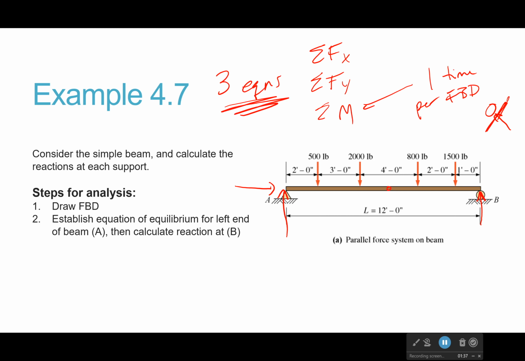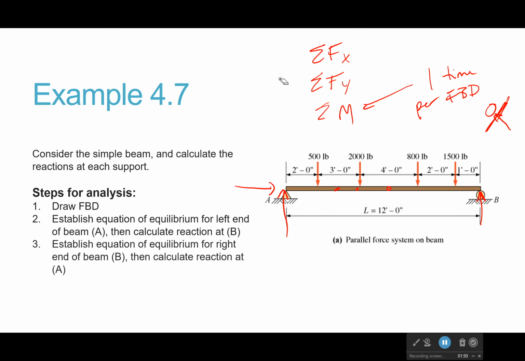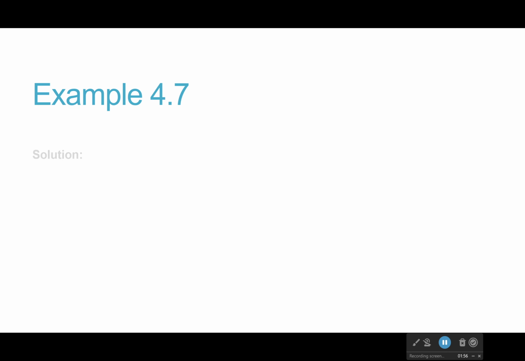If you're like, well, why don't I just do it here and then here and then here? In the end, all those equations that you're doing will just turn into one of these three equations. They'll just simplify to them. So you only get three equations that are different. And by following these steps, we should be able to solve. So let's try it out.